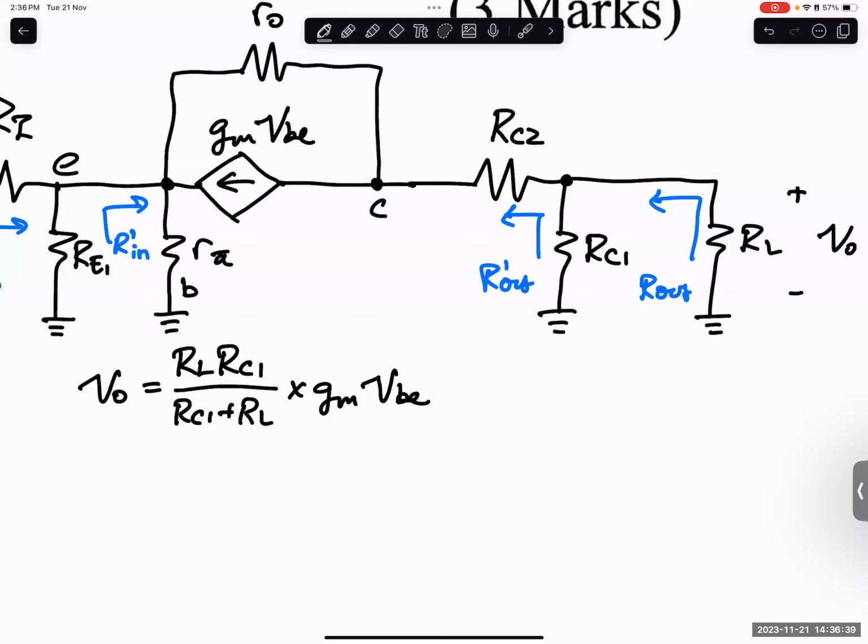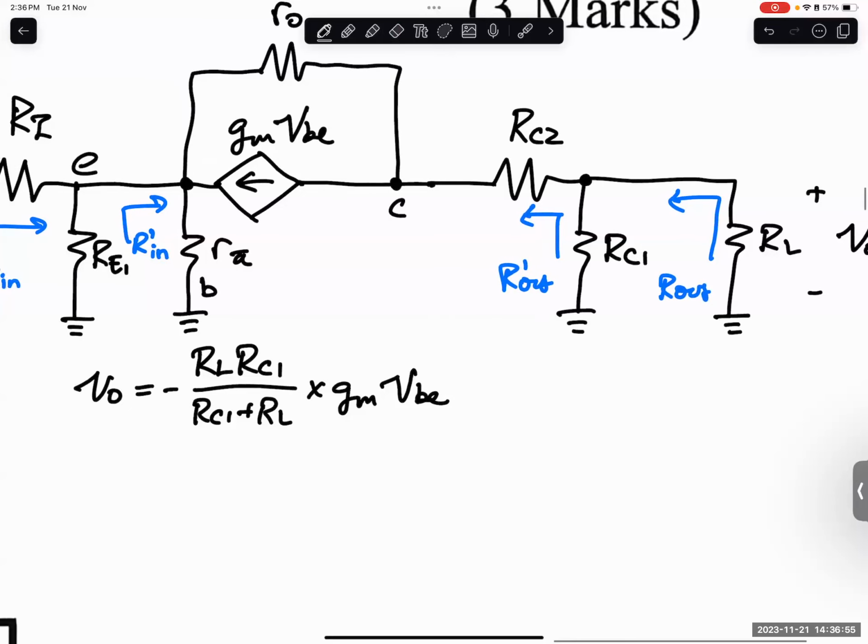It's just literally parallel. Not confusing, right? Actually, I'm missing one more thing. It's a minus sign, because the gm vbe is going to the left side, so it's a minus sign. So this should be the correct answer. Should be the correct expression already. Okay? Then B.